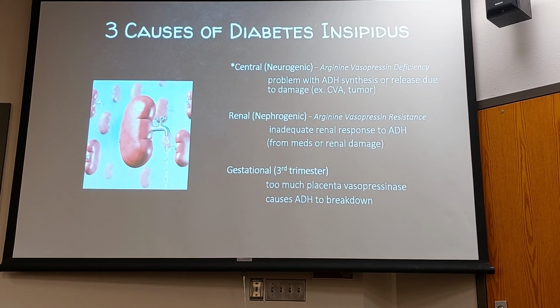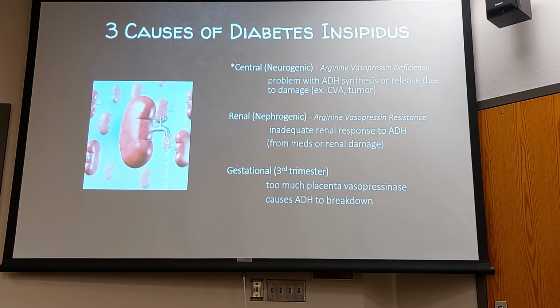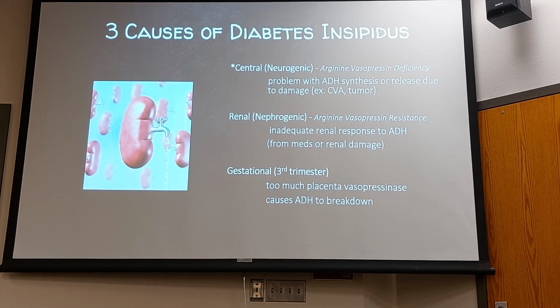Make sense so far? I know it's a lot of terms, but brain damage or tumor is a central diabetes insipidus problem. Kidney's not responding to the hormone is either because of medications or some kind of kidney damage or trauma to the kidneys.